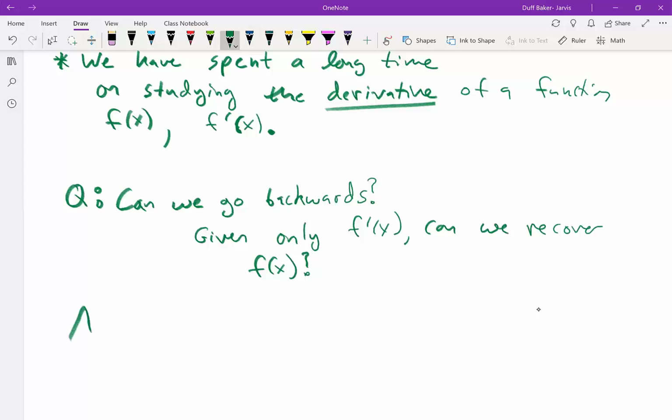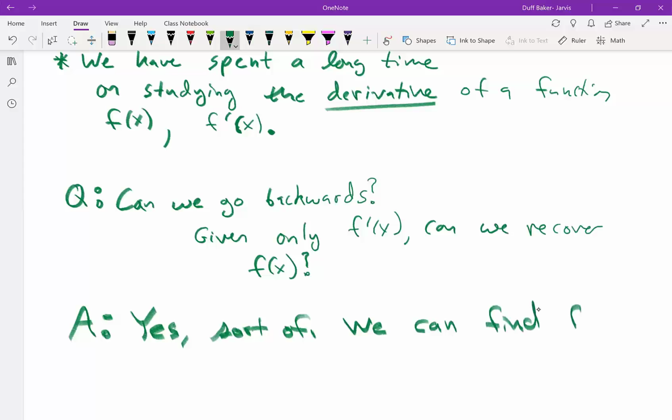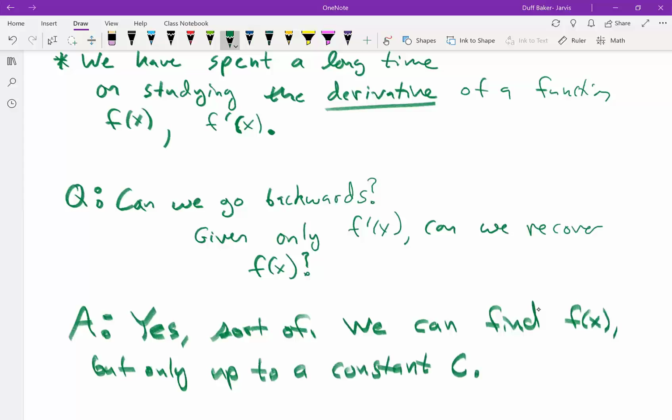And the answer to this is going to turn out to be yes, sort of. It'll turn out that we can find f of x, but we're not going to be able to find f of x exactly. We're only going to be able to find it up to a constant.